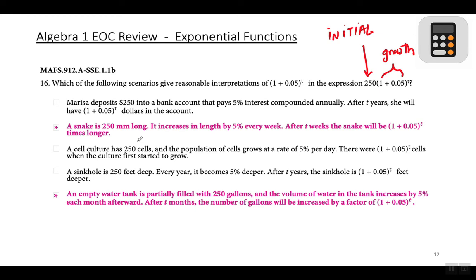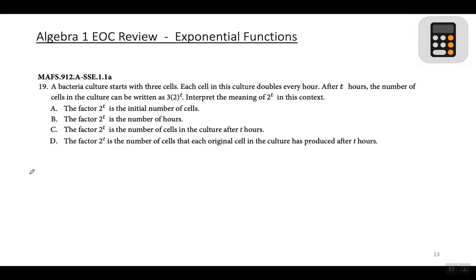And the last one is also correct. An empty water tank is partially filled with 250 gallons, and the volume of water in the tank increases by 5% each month afterward. After t months, the number of gallons will be increased by a factor of 1 plus 0.05 to the t power. Make sure you look at the wrong answers as well. You could pause the video and look at that, but let me continue going so that we could speed this up.